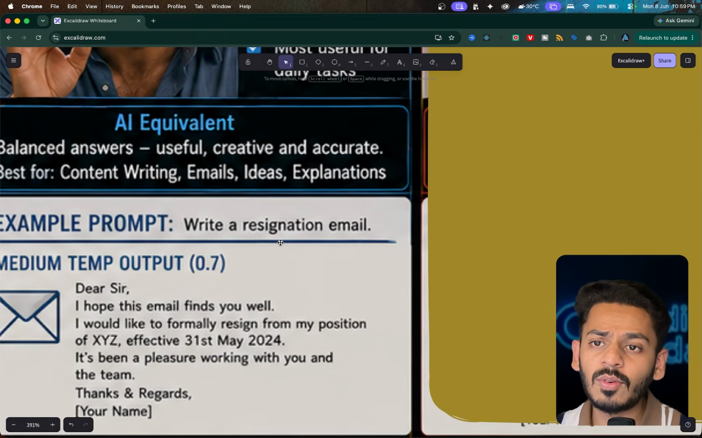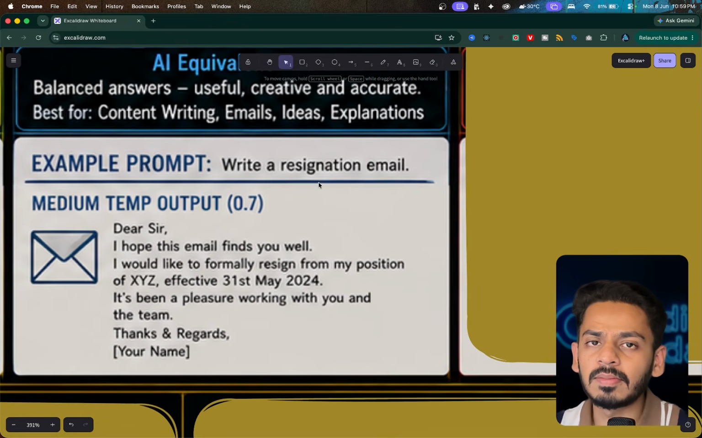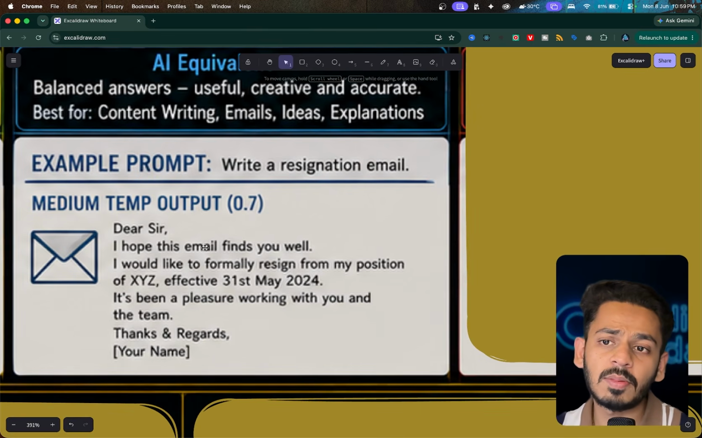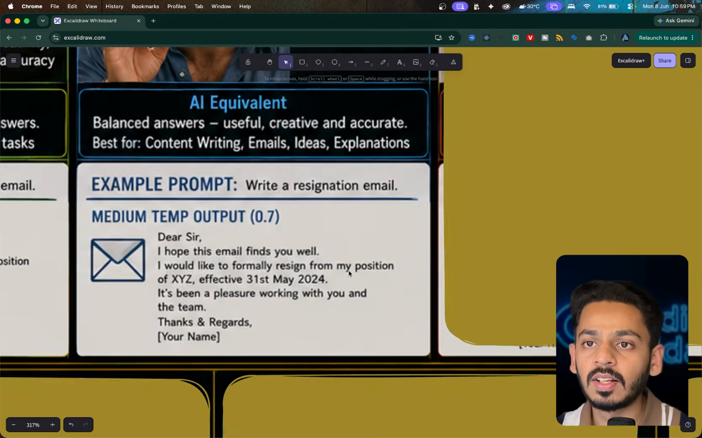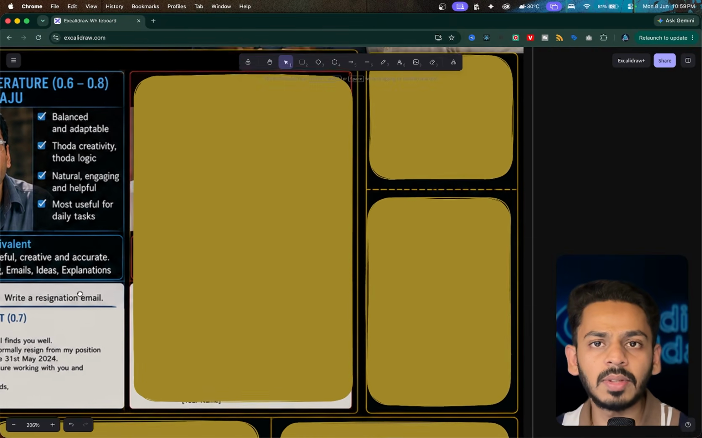So this is how Raju will write an email. Dear sir, I hope this email finds you well. I would like to formally resign from my position of XYZ effective from 31st May. It has been a pleasure working with you and the team. Thanks and regards. So this is how Raju will write the mail.